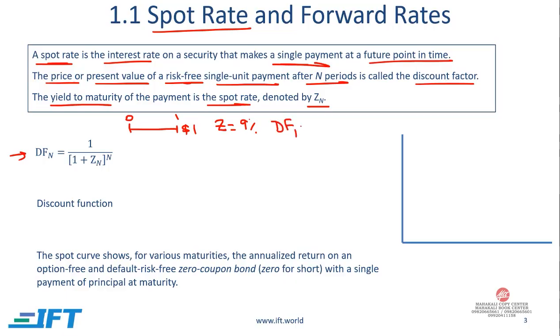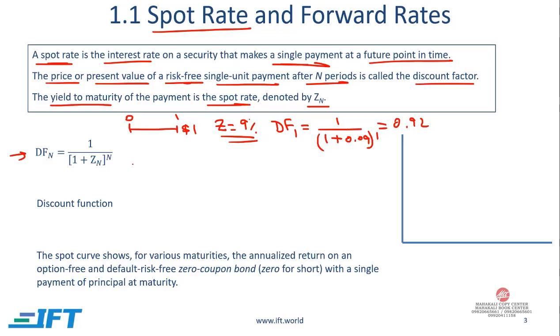So DF1 is going to be 1 divided by 1 plus the spot rate, which is 9% or 0.09, all this raised to the power of 1 because we have 1 period. And when we do this calculation, what do we get? We get 0.92. So this is for a 1 period security.